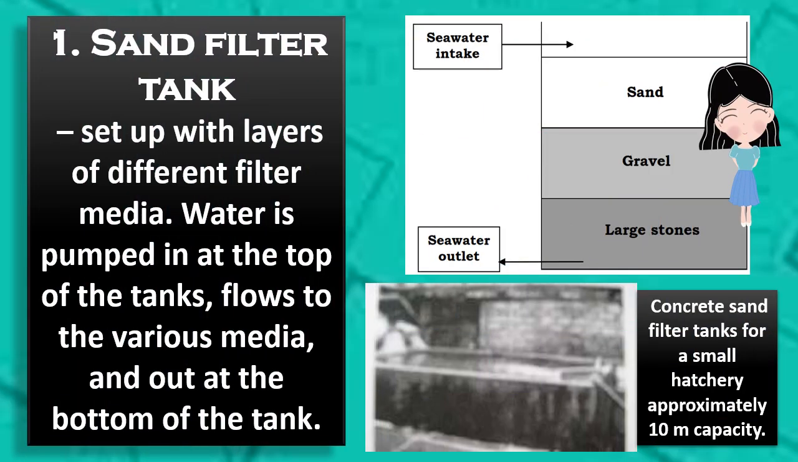Number 1. Sand filter tank. Set up with layers of different filter media. Water is pumped in at the top of the tank, flows through the various media, and out at the bottom of the tank. We have the image of a concrete sand filter tank for a small hatchery, approximately 10 cubic meters in capacity.